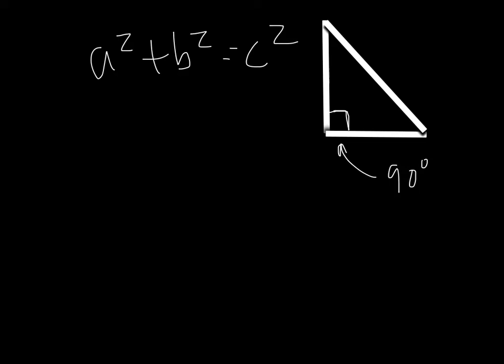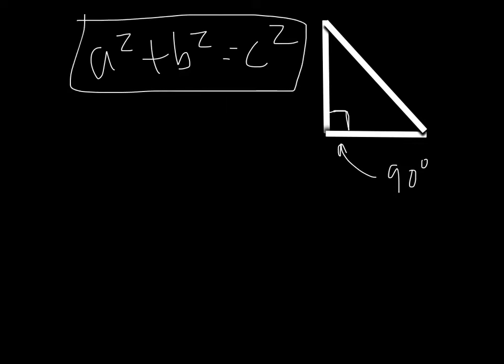Now, when you have a right triangle, that means you can use the Pythagorean theorem. This is a nice little way you can use to find side lengths. Now, let's look at it.